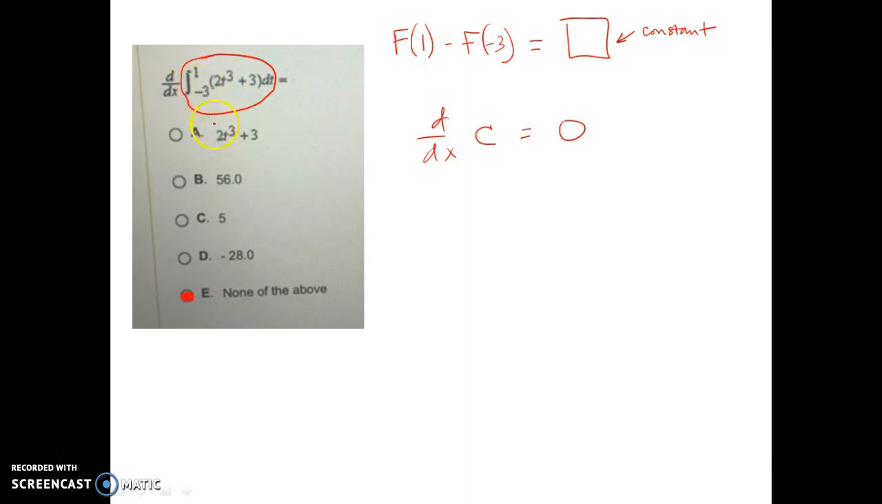And the deal is, this is a trick to see if you're going to try to use the actual second fundamental theorem of calculus and treat this thing like it's x, but it's really not, it's 1. And even if you did that, this should be x, right? So if it was the derivative of the integral from -3 to x of 2t cubed plus 3 dt, then it would be 2x cubed plus 3.